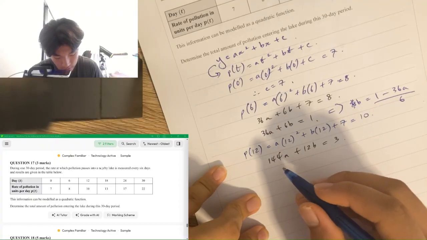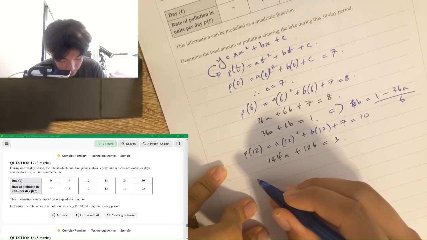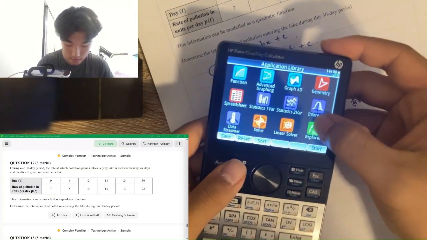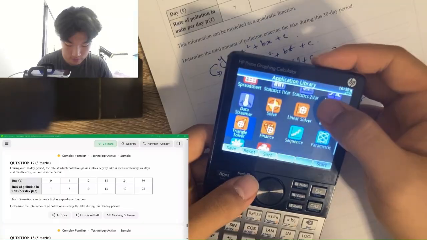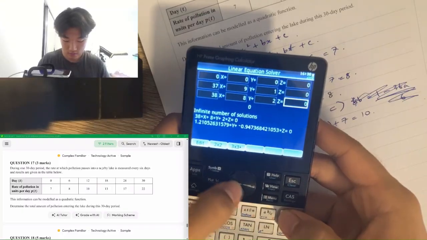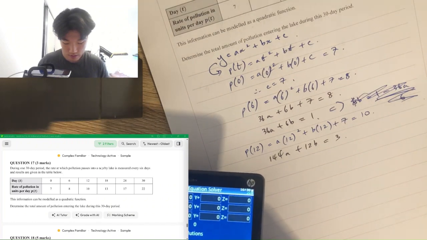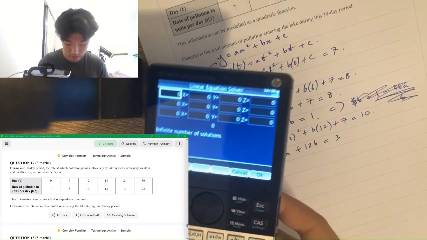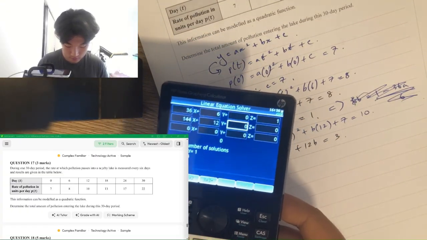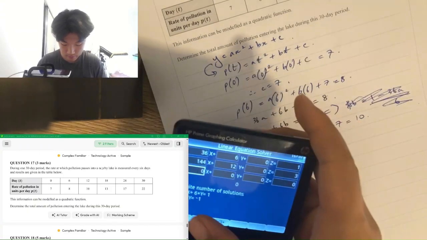We can use the linear solver in a graphics calculator actually. But, yeah, because it's 3 marks, I'm assuming that's what they expect or what they allow. Linear solver. X is A, B is Y in this case. 36, 6, this equals 1. 144, 12 equals 3. 2 by 2.